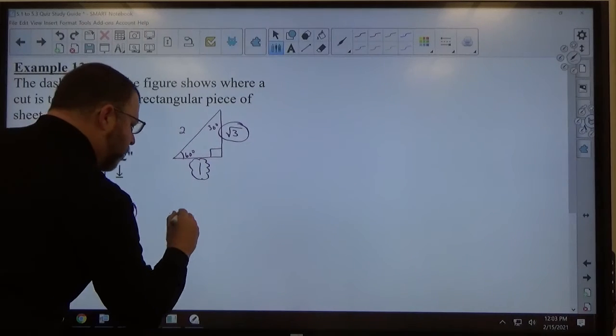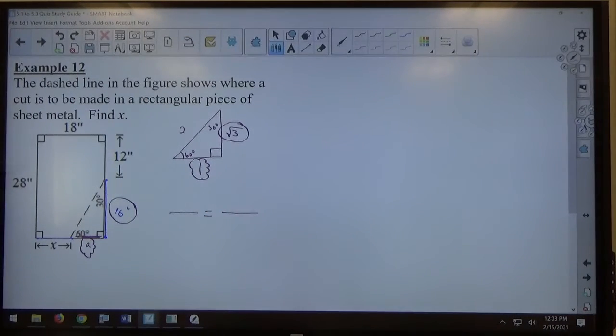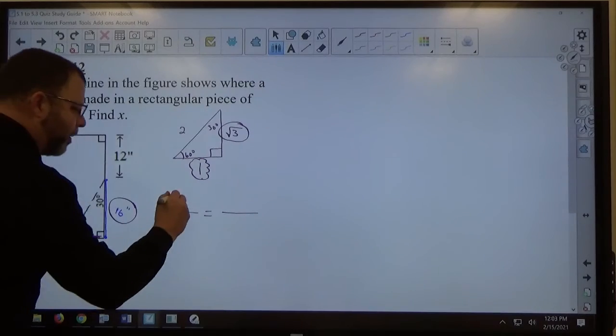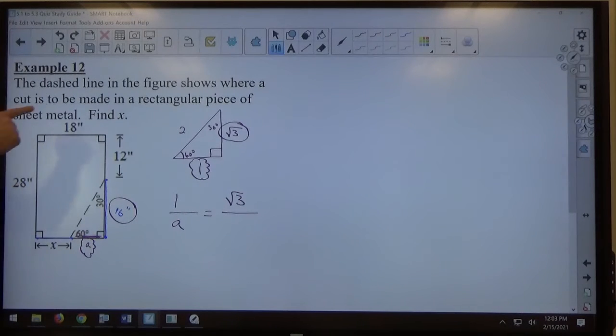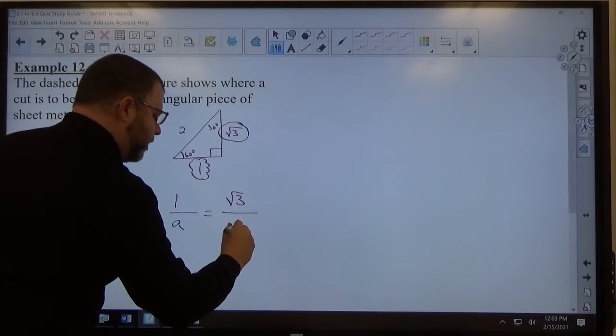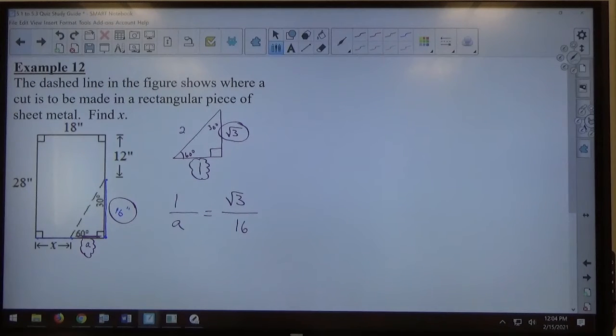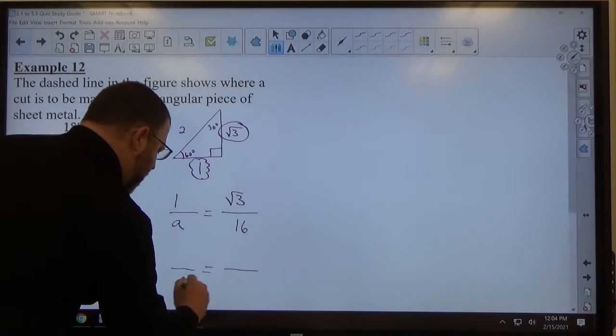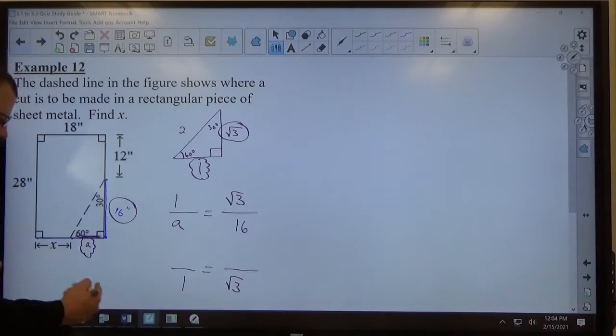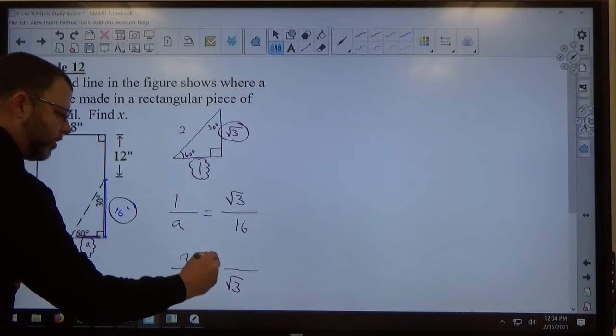So if I make my proportion now, and I put the 1 and the square root of 3 on top, then the corresponding piece to 1 is A, and the corresponding piece to the square root of 3 is 16. It doesn't matter what I put on top and what I put on bottom, just as long as I put the same triangle on top, the same triangle on bottom, and the corresponding pieces in the same fractions. So just to give you an idea, if I'd put the 1 and the square root of 3 on the bottom, 1 still goes with A and the 16 still goes with the square root of 3.